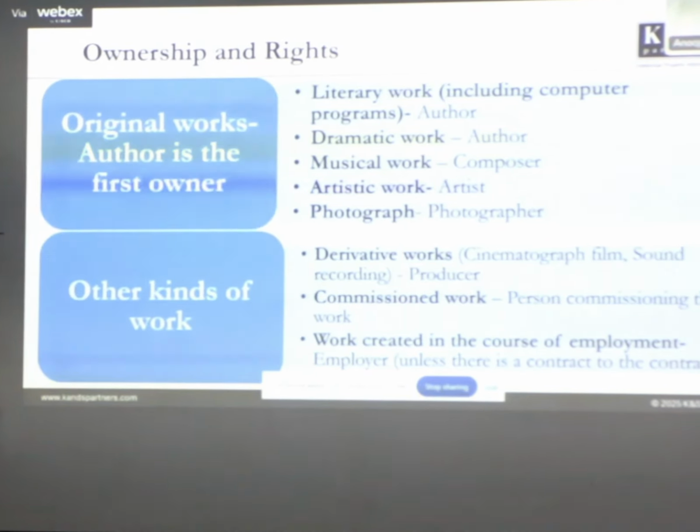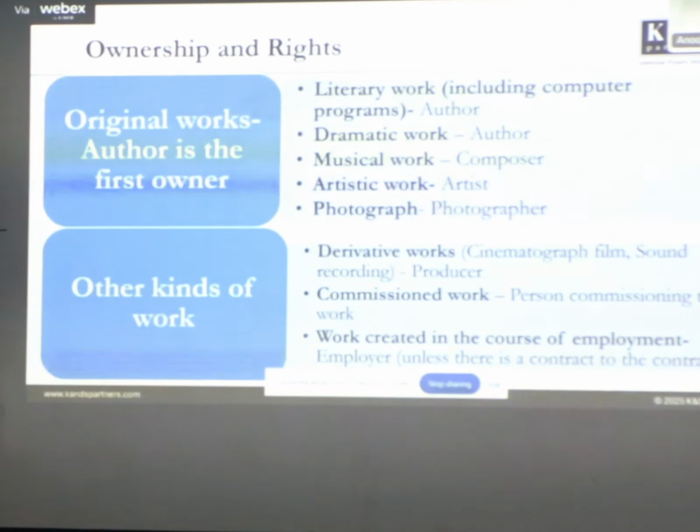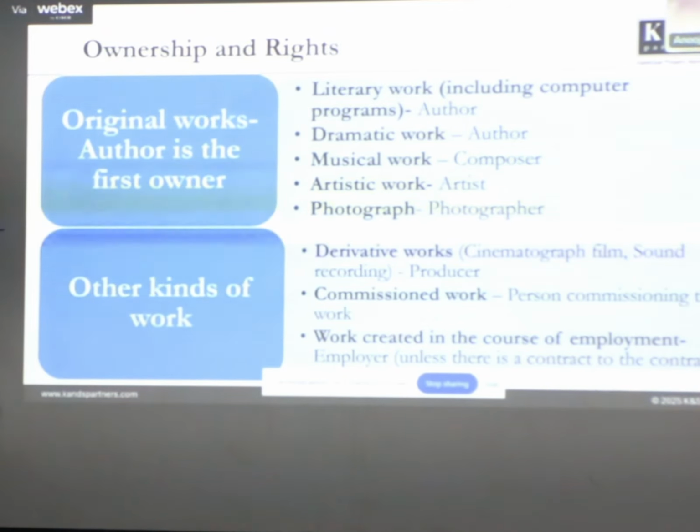That is the creator of the work. Then for dramatic works also it is the author. For musical works, it's the composer of the music. For artistic works, it will be the artist. Then for a photograph, it will be the photographer.